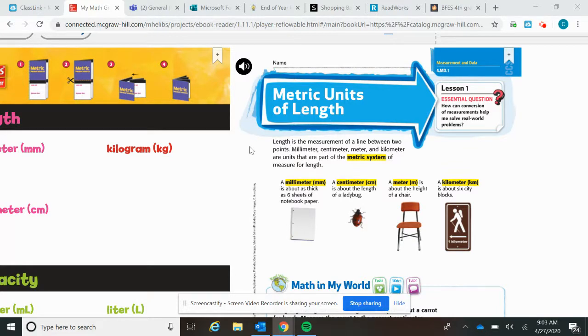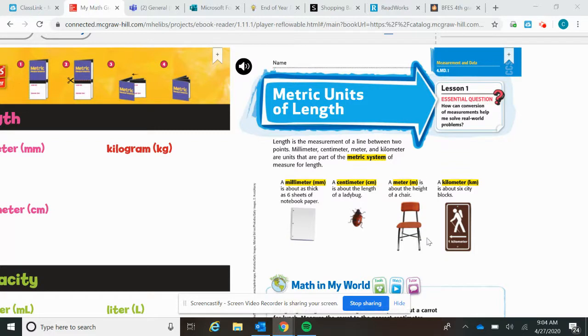Length is the measurement of a line between 2 points. Millimeter, centimeter, meter, and kilometer are units that are a part of the metric system of measure for length. A millimeter is about as thick as 6 sheets of notebook paper. So this is the smallest one. You put 6 sheets of notebook paper together and you turn it to the side. That would be about how long a millimeter is. A centimeter is about the length of a ladybug. So still pretty small. That would be about 1 centimeter.